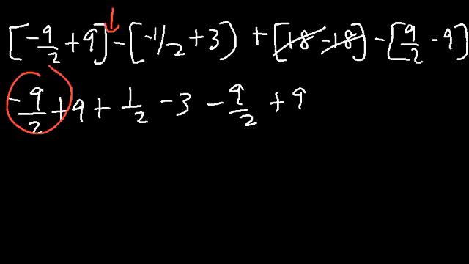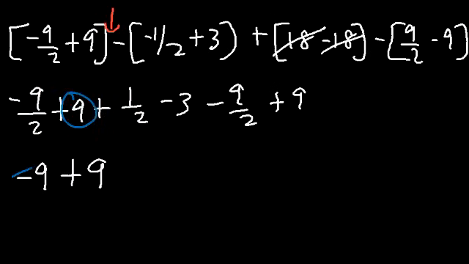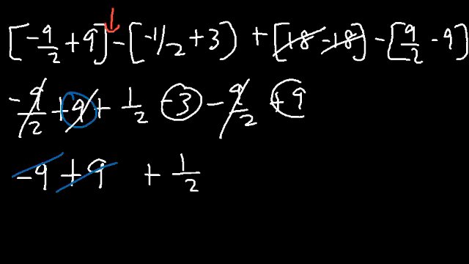Negative 9 over 2 plus negative 9 over 2 is negative 18 over 2, which becomes negative 9, which can cancel with this 9. So all we have left over is, so this is gone, 1/2. Negative 3 plus 9 is positive 6. So we have 6.5. So now let's get the area using geometry.